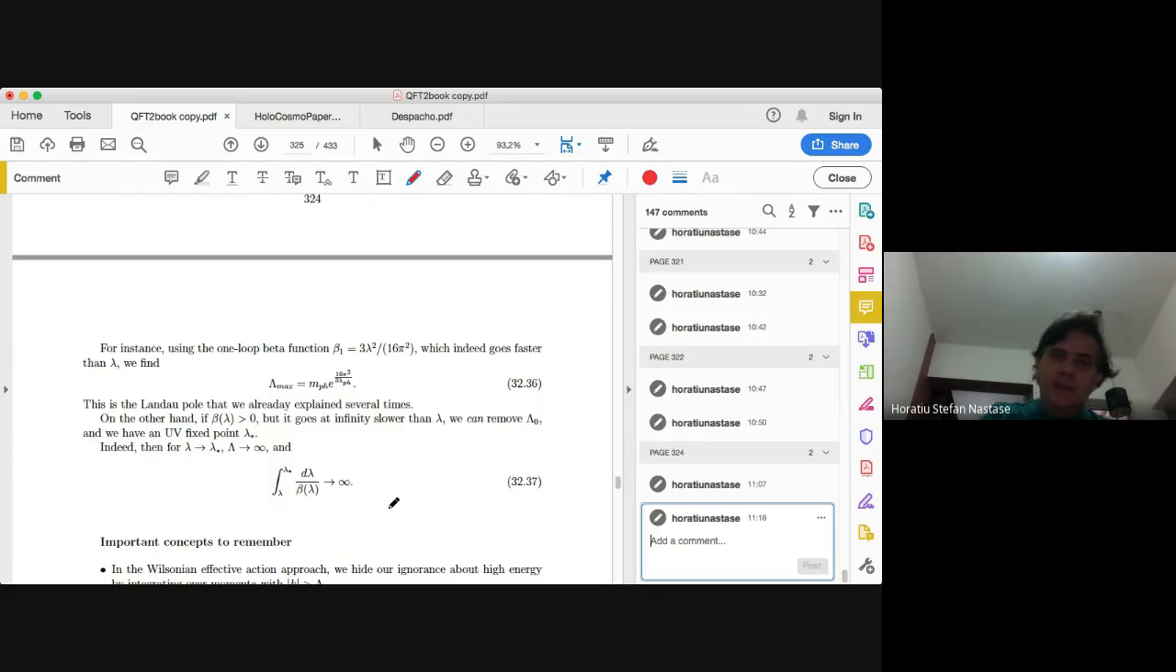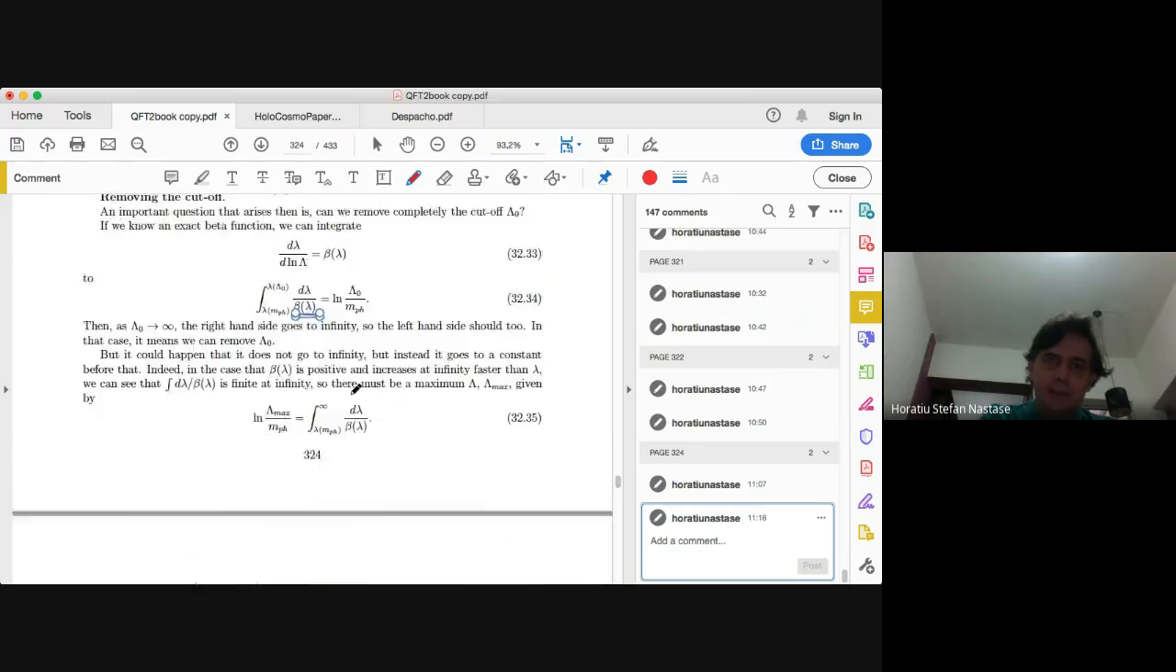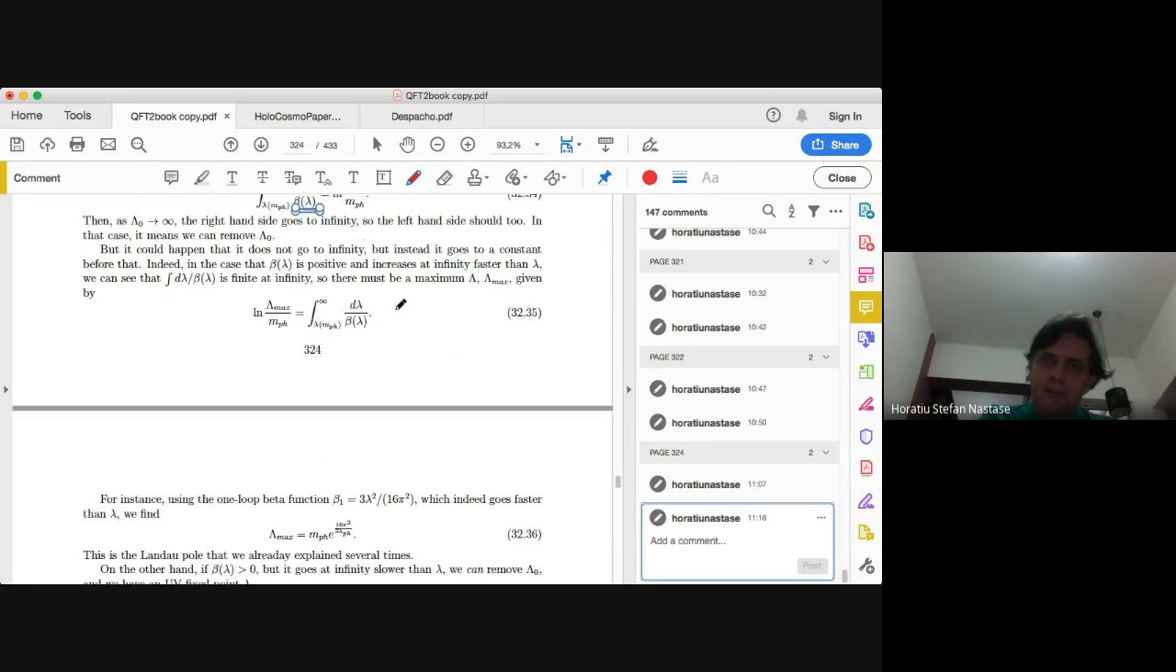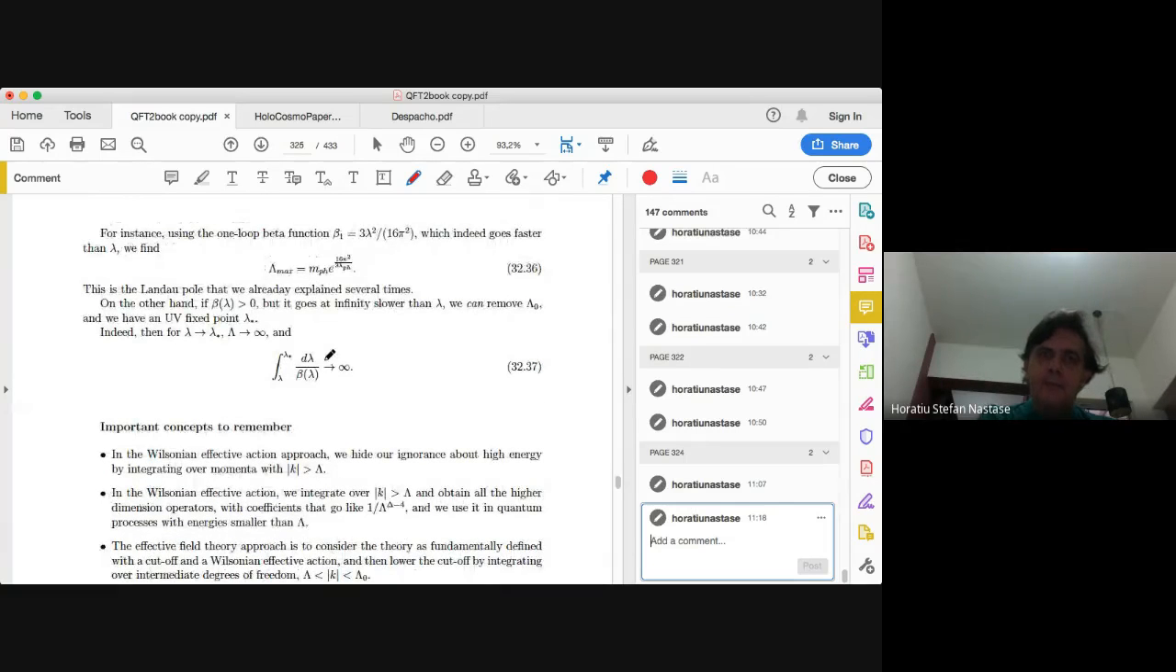On the other hand, if beta is positive but goes at infinity slower than the coupling, then that means that at infinity the integral gives a positive power of the coupling, so it diverges. So then this integral is infinite. So I can put capital lambda 0 to infinity as well, and I can just remove it.